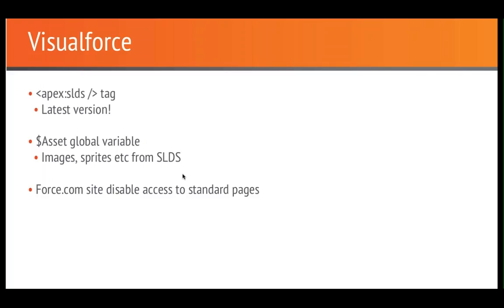There's also a new, again around the Lightning Design System, $Asset global variable, and that allows you to access images, sprites, icons, etc. from the Lightning Design System, again, without having to go back to a static resource. And finally, if you've built a force.com site that's purely Visualforce, you can now disable access to standard pages, whereas before, if somebody knew the standard page URL, they could actually bypass your Visualforce pages and go directly to it. So that's been locked down now.